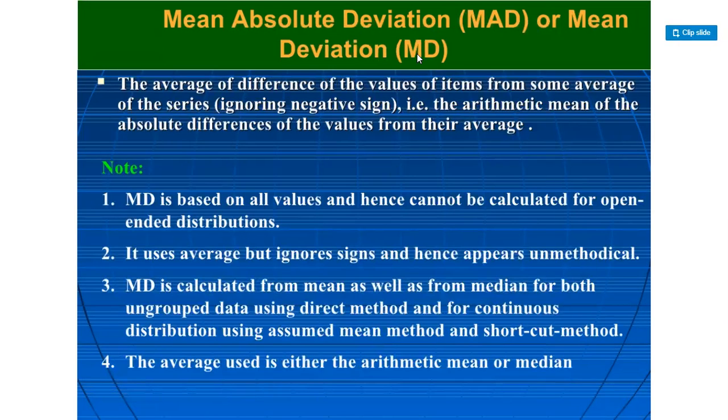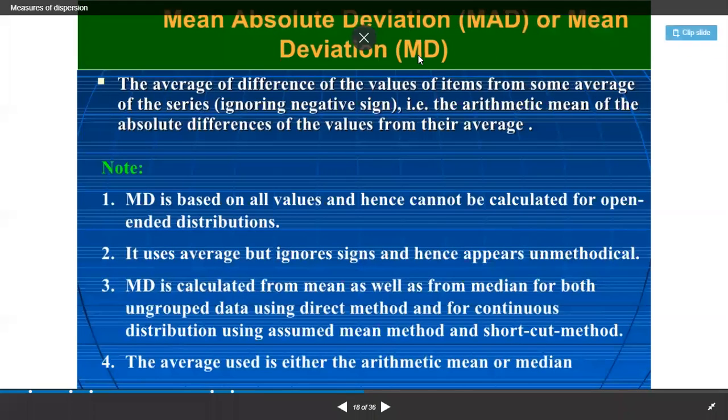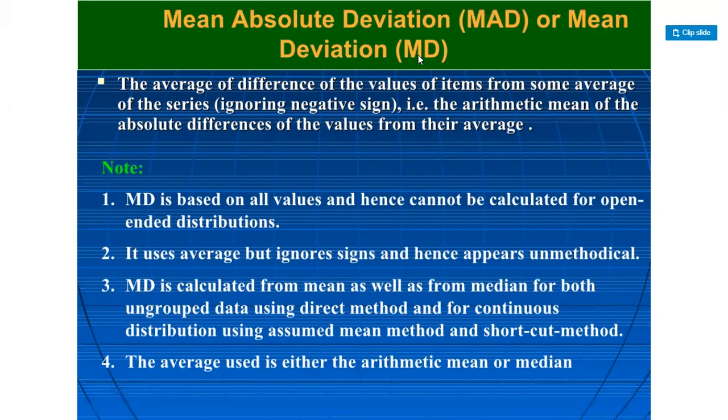So here we will discuss the mean absolute deviation, MAD, or you can say the mean deviation. Range, interquartile range and the quartile deviation suffer from a common defect: they are calculated by taking into account only two values of a series, either the extreme values as in the case of range, or the values of the quartiles as in the case of quartile deviation.